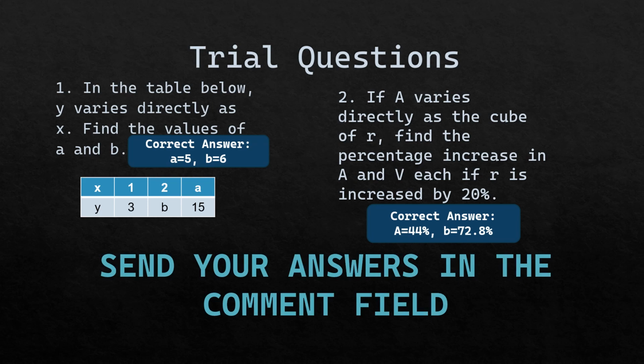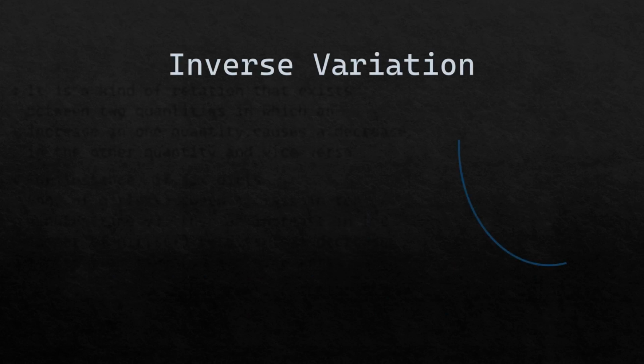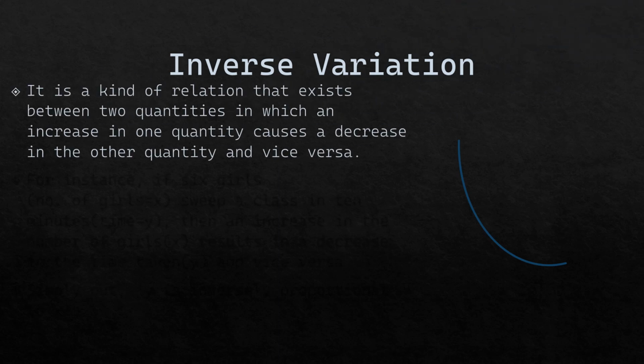Inverse variations. So inverse variation is a kind of relation that exists between two quantities in which an increase in one quantity causes a decrease in the other quantity. So as I'm going up, I'm pulling you down. That's all about inverse variation. These people are inversely related. Also, a decrease in one quantity leads to the increase in another. So that's how the relationship is for inverse variation.